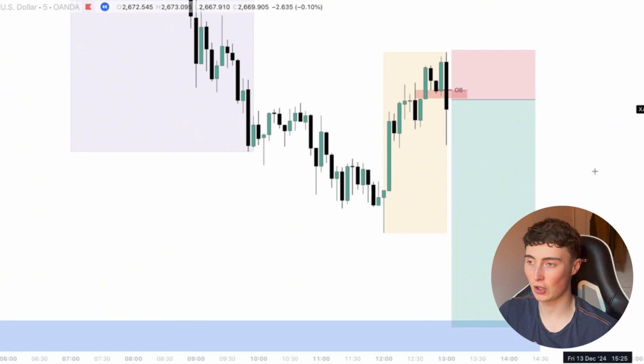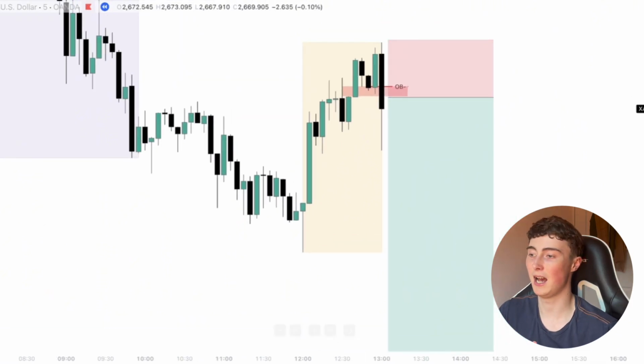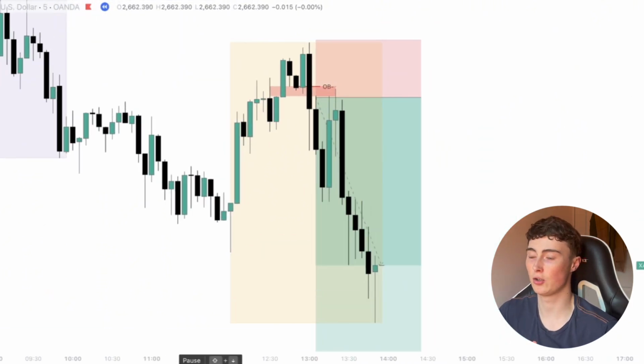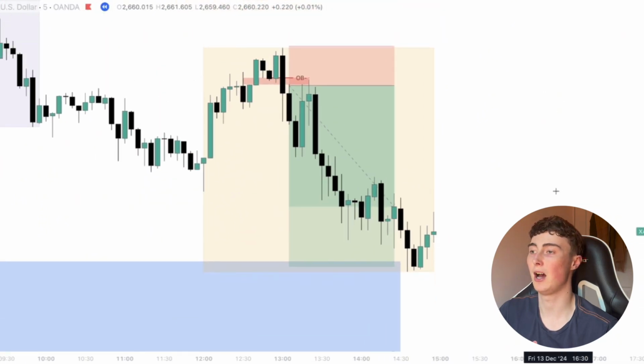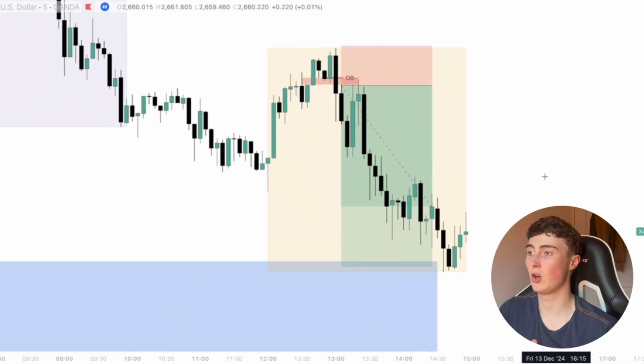Unfortunately, I missed this trade because it moved pretty quickly and I didn't get another entry, but you can see it tap the entry and then it runs all the way to the internal range liquidity target down here. Now the last one, the last entry example, and then we're done.